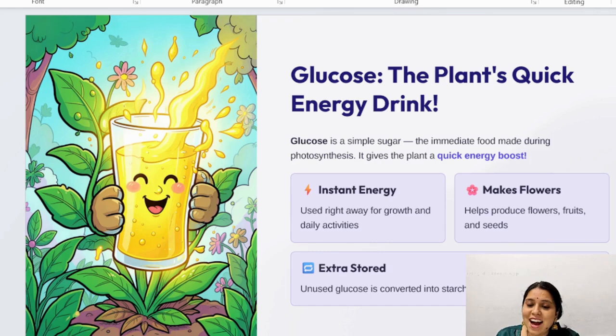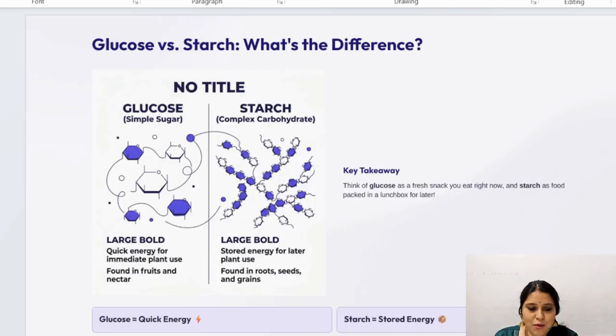And starch is stored in roots of the plant, seeds and stems. Example, potato, rice, wheat, bread, all are rich in starch, children. So next time when you eat rice, remember you are eating stored plant energy. Okay, right? So now children, we will understand the difference between glucose and starch.